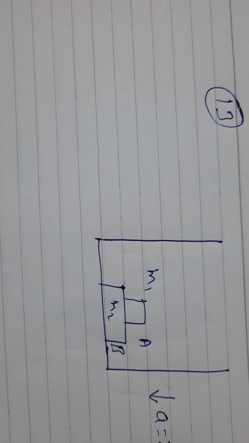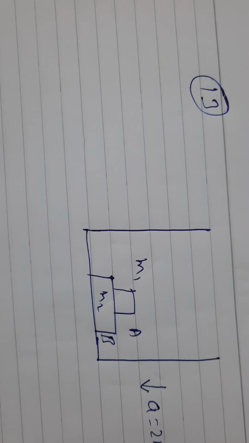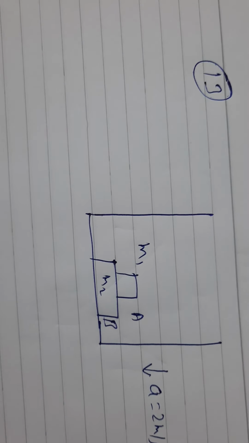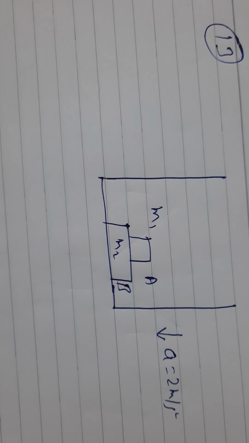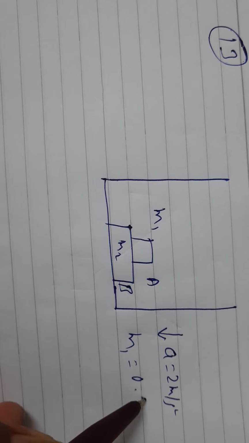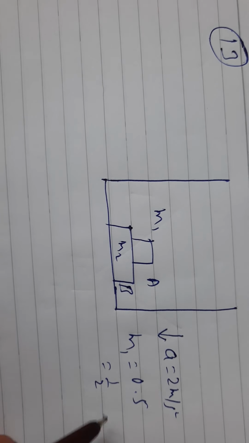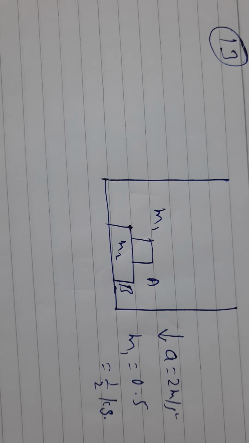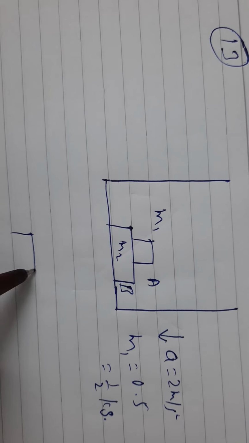Well, the next question we are going to discuss is question number 13. There is a lift, or say elevator, which is moving down with acceleration 2 meter per second square. There are two blocks A and B. A is placed over B. Mass of A is m1, which is given as 0.5, or half, kg. Now the question is, what is the force exerted by m1 on m2? Okay, what force will m1 exert on m2?